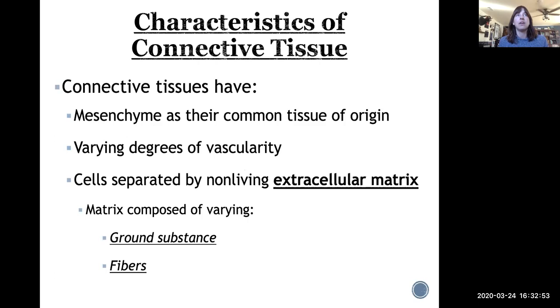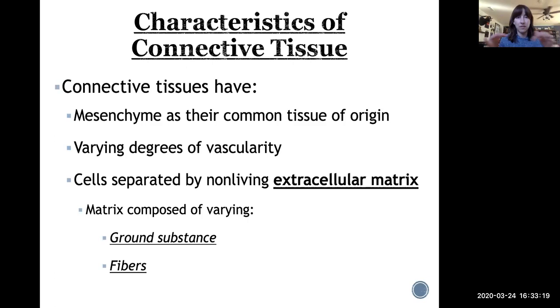The connective tissue proper is often very highly vascularized. So lots and lots of blood vessels, lots of blood flow and support, which is important because it makes up that basal membrane that epithelial tissue lies on. And epithelial tissue is avascular, remember.